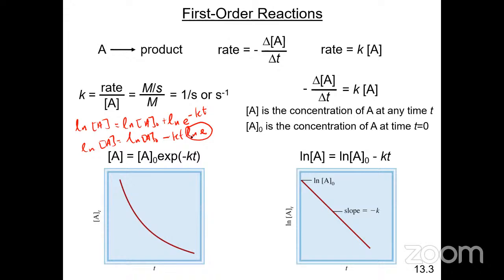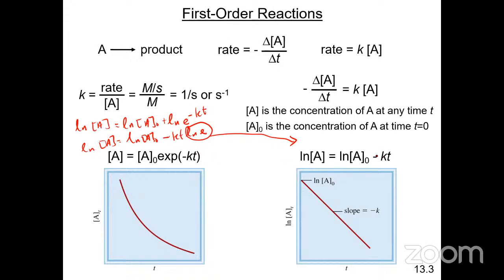Log to the base 10 of 10 is 1 again, right? So basically, this simplifies to this right here. If this is 1, then you're going to end up with ln A is equal to ln the initial concentration of A minus KT, which is what you have here.